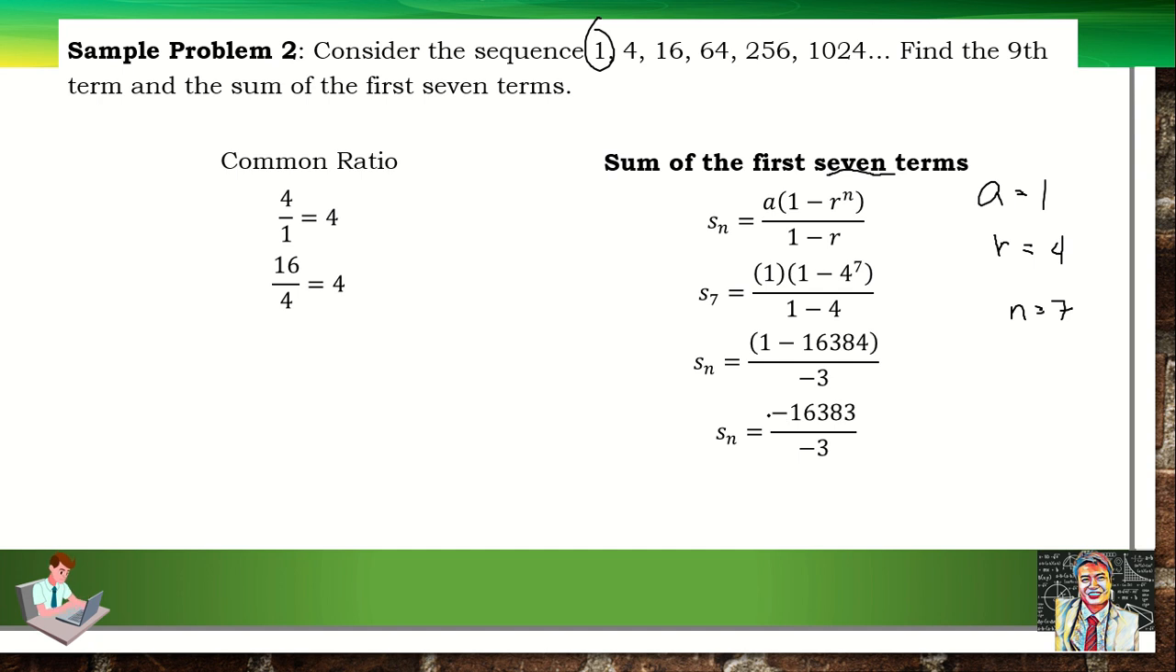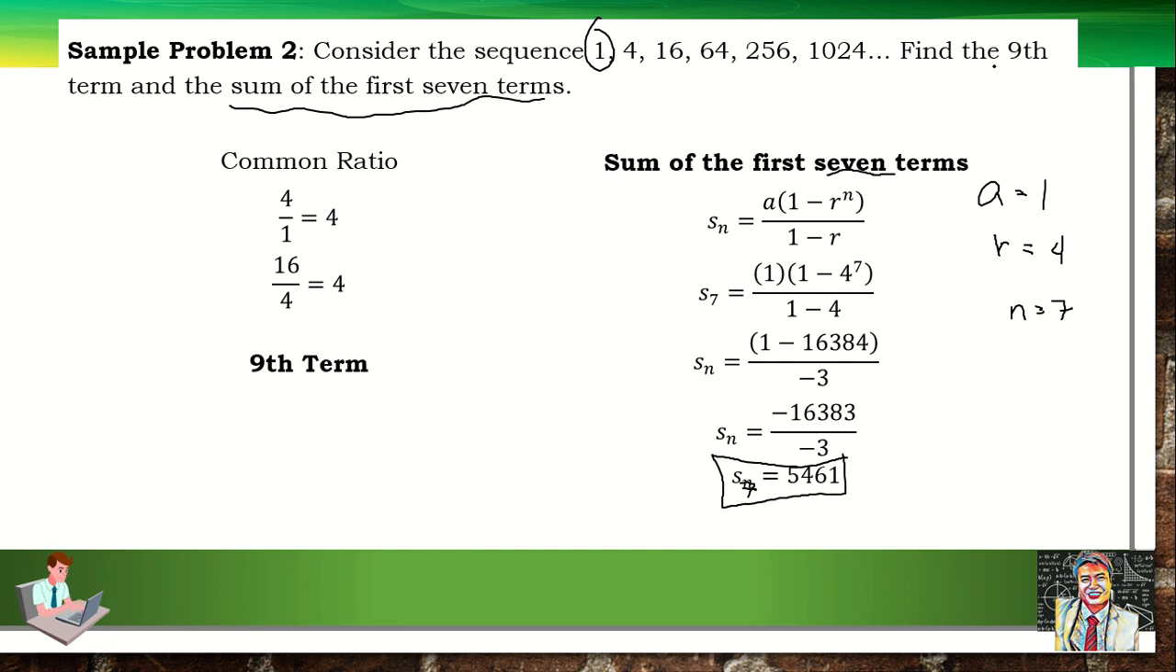16,384 gives us the answer of negative 16,383 divided by negative 3, which gives us the answer of S sub n, or S sub 7, right? This is S sub 7 is equal to 5,461. Okay? Answer natin. Next, so the 9th term, okay, check na tayo dito.